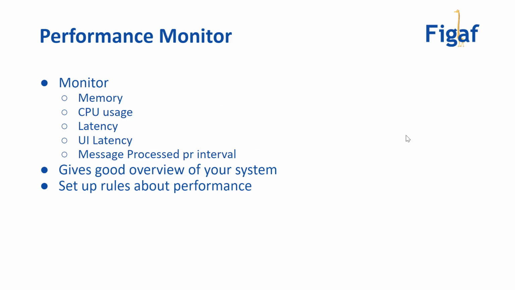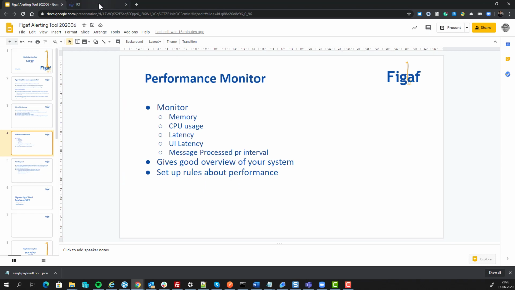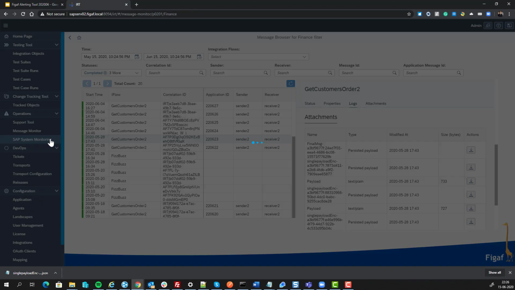Next up is the performance monitor. The performance monitor is a way to get an indication of how your CPI tenant is currently performing, monitor latency, memory, CPU usage, and stuff like that. And if there's something failed, you can set up rules. If the latency is above something, you can set up the rules.